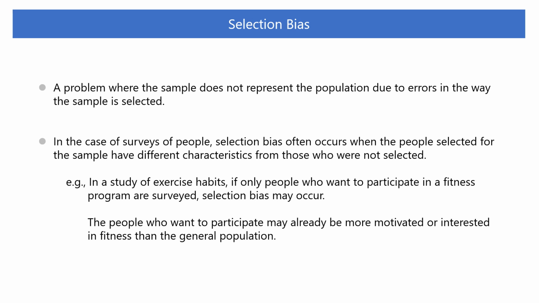Selection bias is a problem where the sample does not represent a population due to errors in the way the sample is selected. In the case of surveys of people, selection bias often occurs when the people selected for the sample have different characteristics from those who are not selected. For example, in a study of exercise habits, if only people who want to participate in the fitness program are surveyed, selection bias may occur. This is because the people who want to participate may already be more motivated or interested in fitness than the general population.